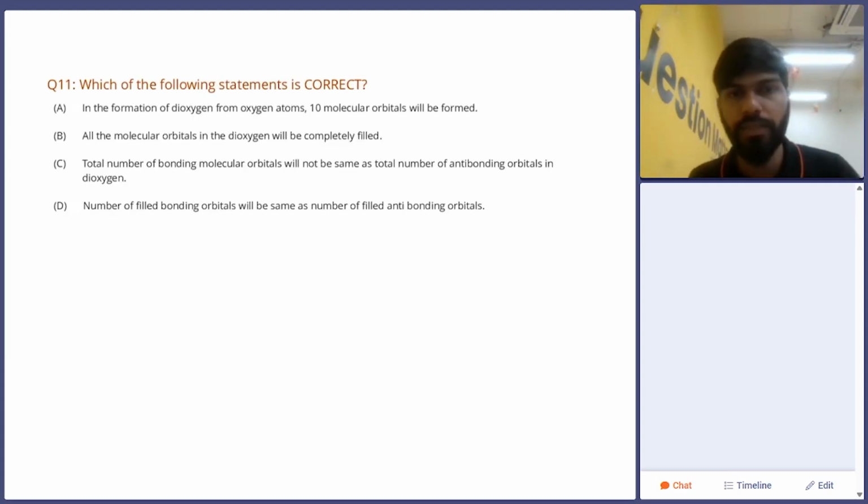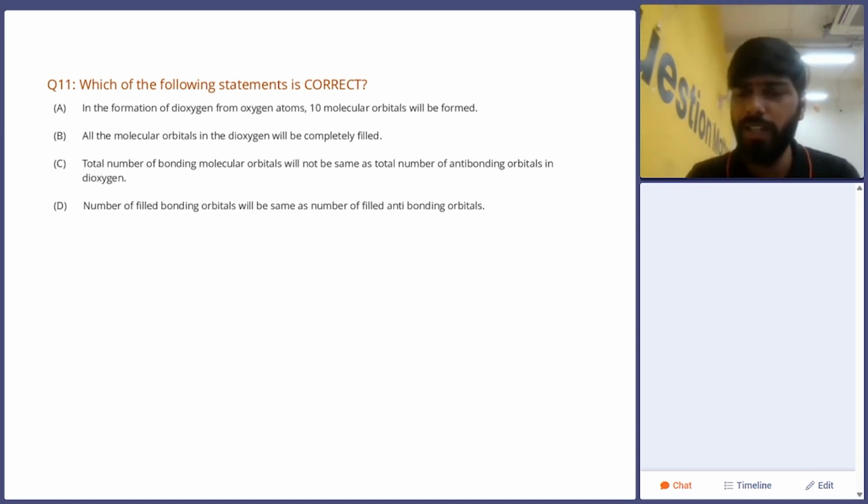Next question, which of the following statements is correct? In the formation of dioxygen from oxygen atoms, 10 molecular orbitals will be formed; all the molecular orbitals in the dioxygen will be completely filled. The total number of bonding molecular orbitals will not be the same as the total number of anti-bonding orbitals in dioxygen. The number of filled bonding orbitals will be the same as the number of filled anti-bonding orbitals.